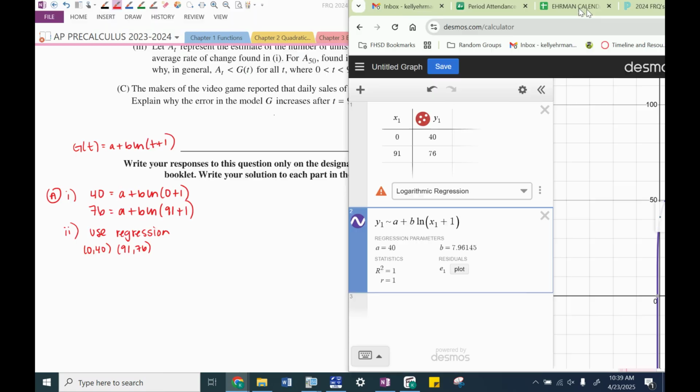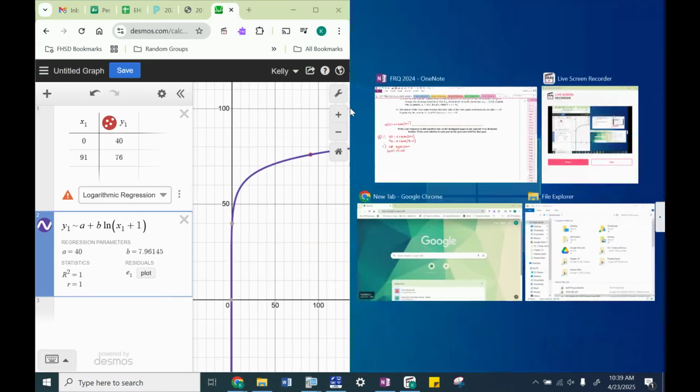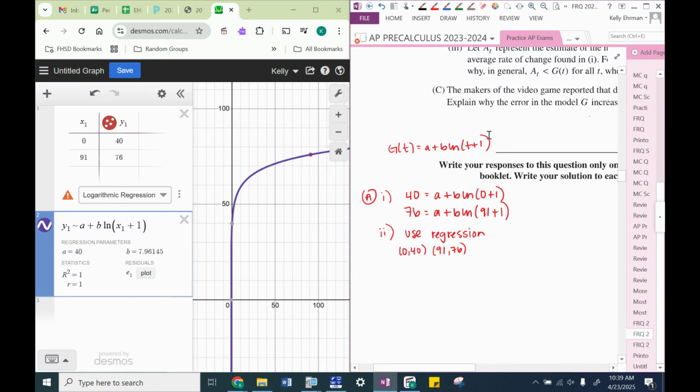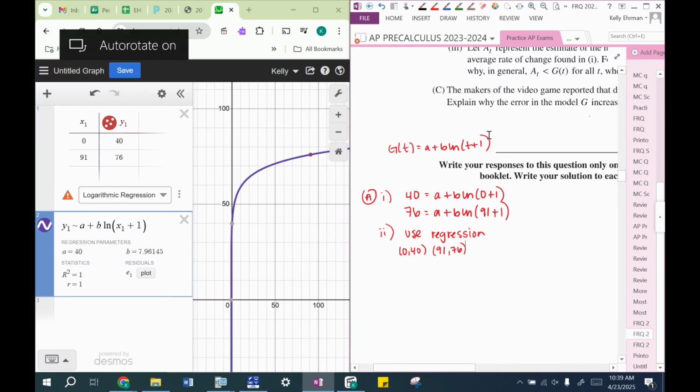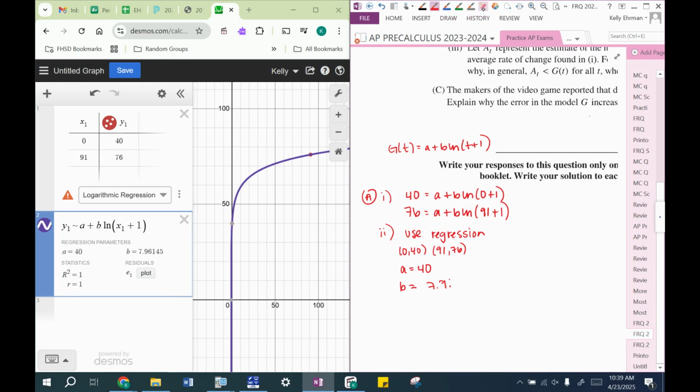I'm just going to split screen this and put this on the left here. Instead of just giving A and B, I like to at least tell the person who's grading my work, I used regression with these 2 points, and I got A equals 40, and B is about equal to 961.